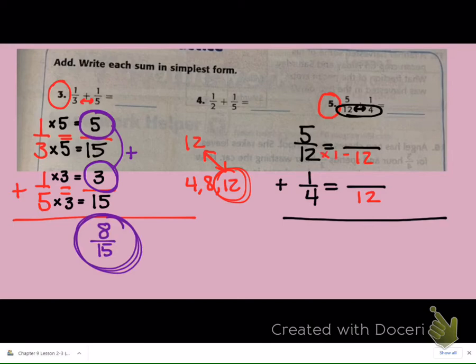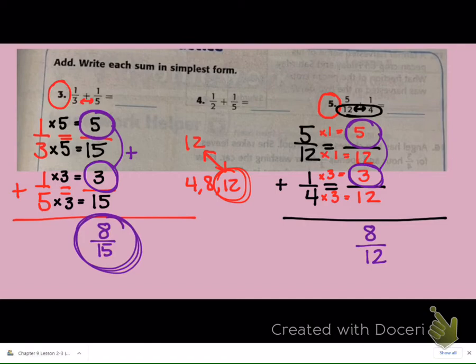12 times 1 is equal to 12. 5 times 1 is equal to 5. That one's pretty simple. All right, what are we multiplying 4 by to make it equal to 12? 4 times 3, which means I got to multiply my top by 3. 1 times 3 is 3. All right, so now let's go ahead and add these two numerators, the top of our fractions. 5 plus 3, that is equal to 8. Our denominator just comes right on down. We're still cutting it into 12 pieces.